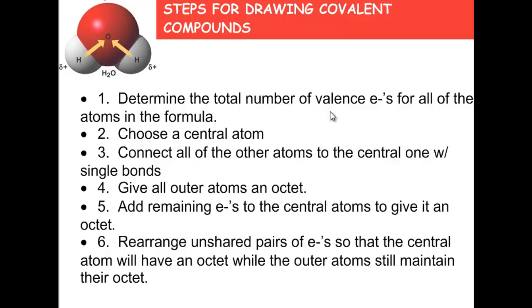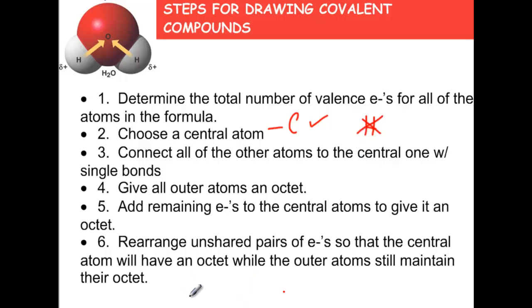The second thing that you have to do is you're going to choose a central atom. You're going to kind of go with your gut here. Over time, as you practice, you'll learn which ones are most likely to be the central atom and which ones are least likely. But just to give you a quick rule, whenever you have carbon, that should be your central atom. Hydrogen never should be your central atom.